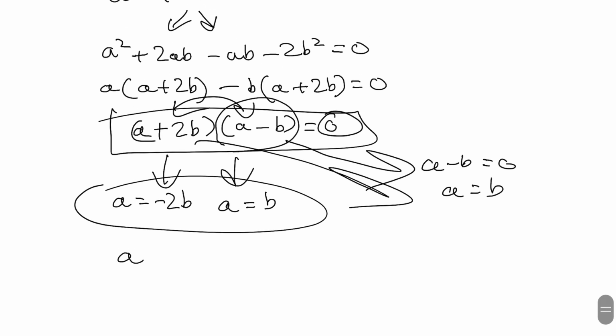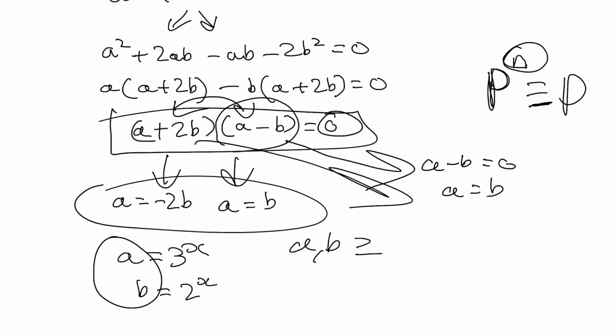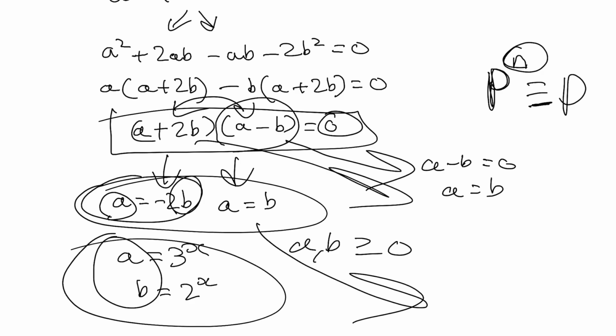Now, remember what a and b is. Remember, a is 3 to the x, and b is 2 to the x. And any positive number taken to any real power remains positive. So a and b have to both be positive. So that means a equals negative 2b won't work, because that means either a or b has to be negative, but remember, they both are positive. So a equals b is the only solution.